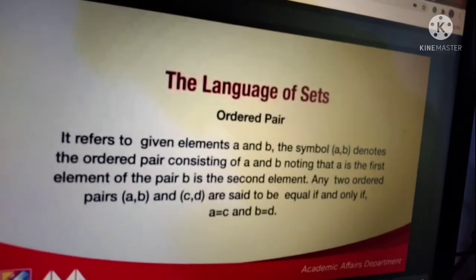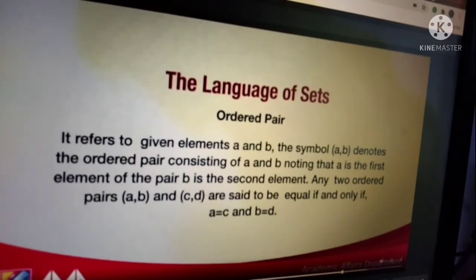Ordered pair. It refers to given elements A and B. The symbol (A, B) denotes the ordered pair consisting of A and B, noting that A is the first element of the pair and B is the second element. Any two ordered pairs, (A, B) and (C, D), are said to be equal if and only if A equals C and B equals D.